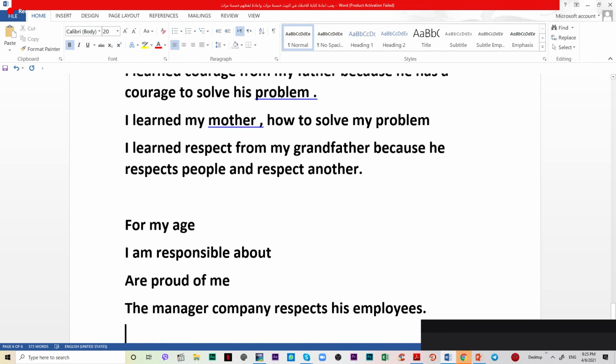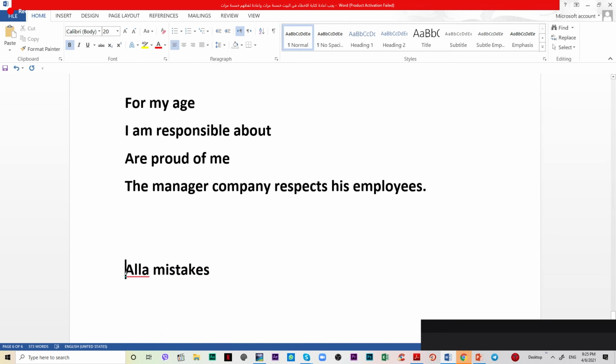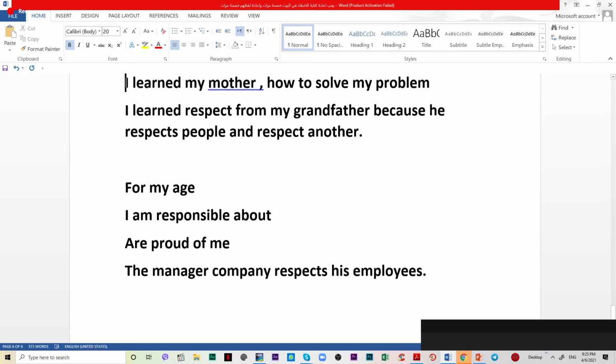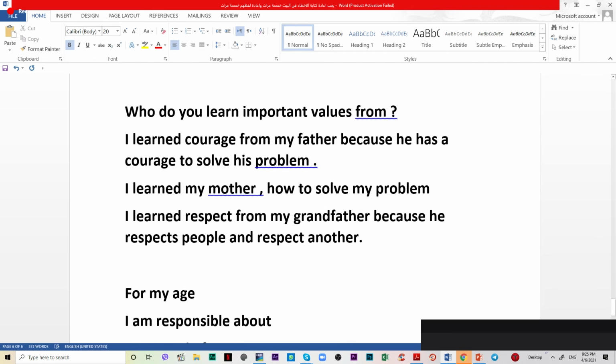Okay, Lamia. I learned courage from my father, because he was a good officer in the army. He taught us how to be courageous, to fight, and to face problems.